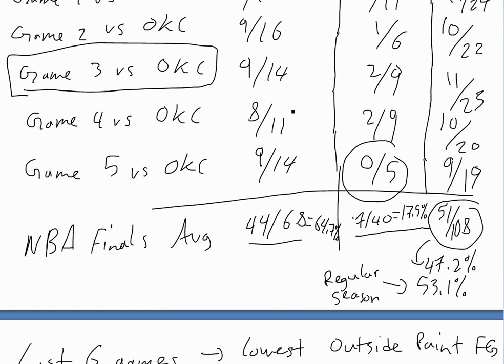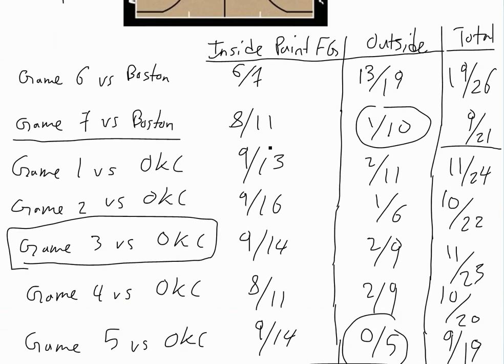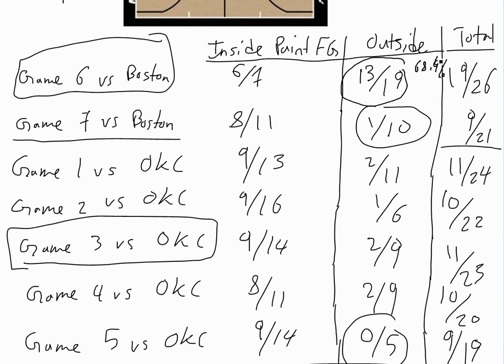And what I find incredibly bizarre is if you look at his Game 6 versus Boston, where he had 13 of 19. That is unbelievable. This is 68.4%. So basically in Game 6 he had one of his best shooting games of all time. Then he goes straight downhill to the worst field goal percentage he's ever had outside the paint.